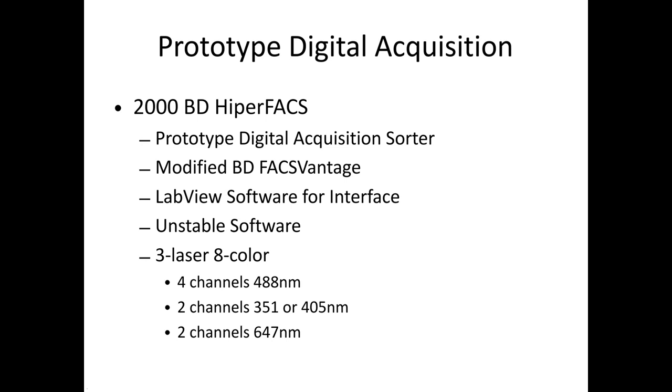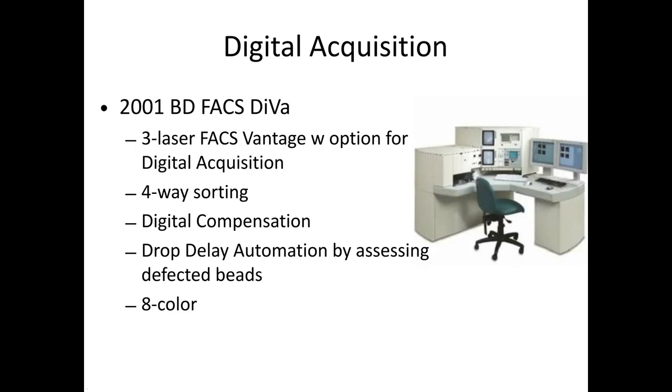So then came the first official digital system, the BD FACS DiVa. DiVa, I guess, stood for Digital Vantage. And it was a 3-laser Vantage. It was pretty cool because it had a switch that you can go between digital or analog, depending what you want to do. But along with it came some other cool evolutionary features. One was 4-way sorting. Instead of the classic 2-way sorting, you could divert up to 2 different populations to each side, giving them various degrees of charge to affect their trajectory.